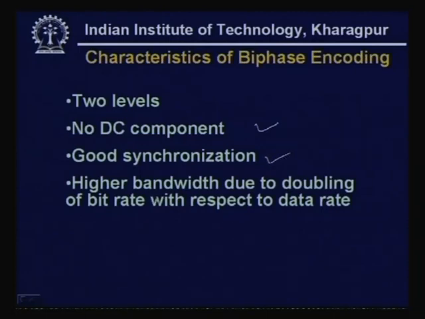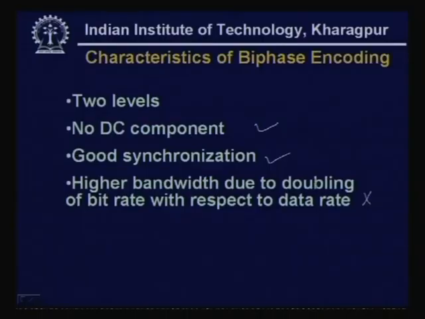However, the bandwidth is increased here, it gives you higher bandwidth due to doubling of bit rate with respect to data rate. That means, when you are sending a sequence of zeros and a sequence of ones, then the baud rate is double the data rate. So, that is a bad feature, definitely this is not advantageous, but because of these two features it is attractive and widely used in many practical encoding schemes.